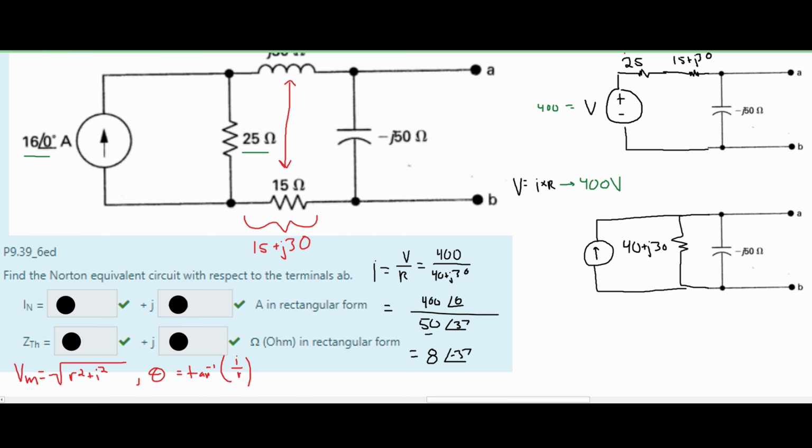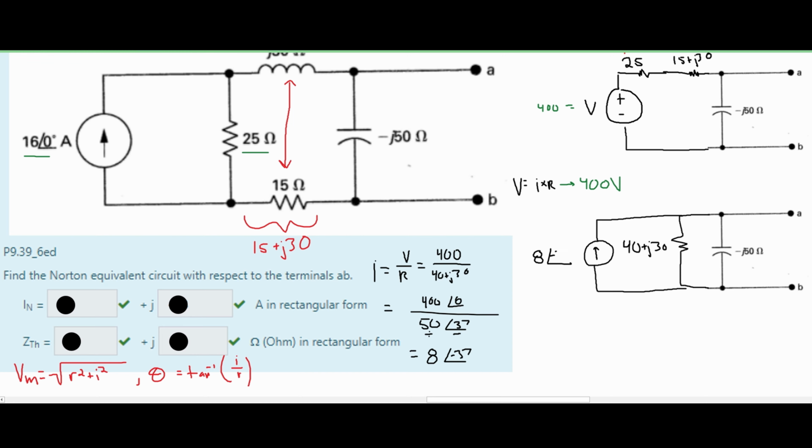Remember, when we do this, we are dividing the magnitudes and subtracting the denominator's angle from the numerator's angle. So this is going to be our current. We are going to have an 8 with an angle of -37 degrees.